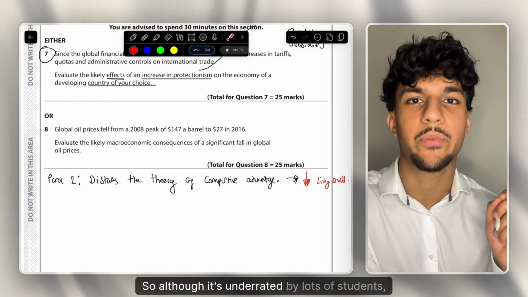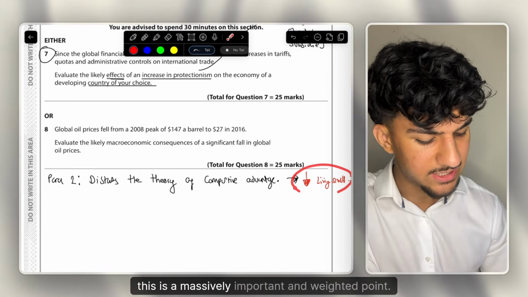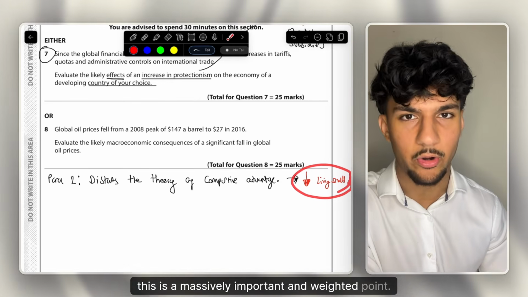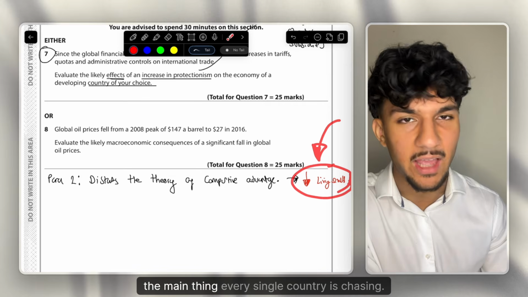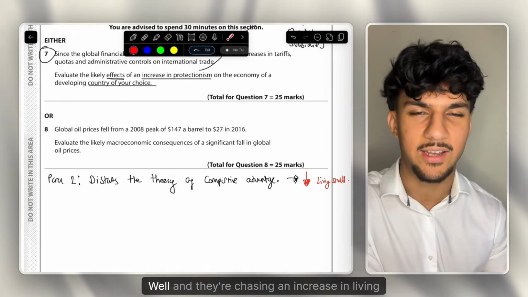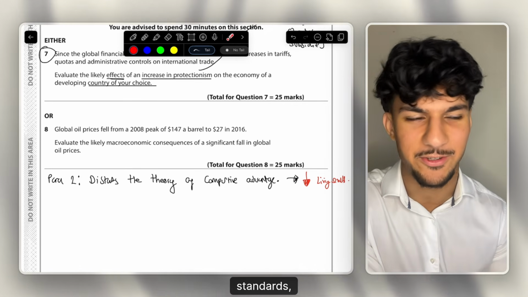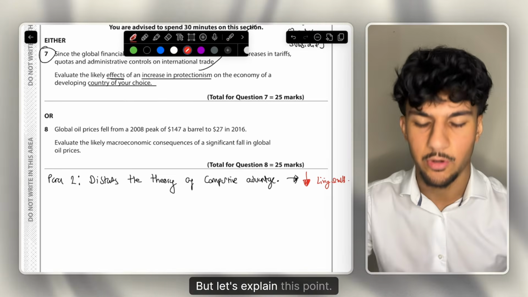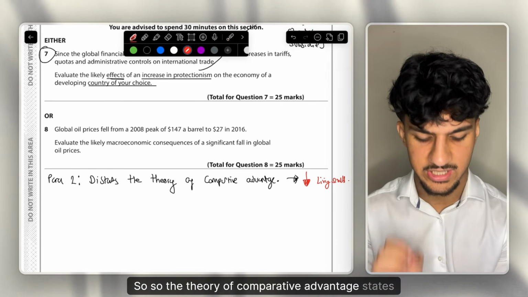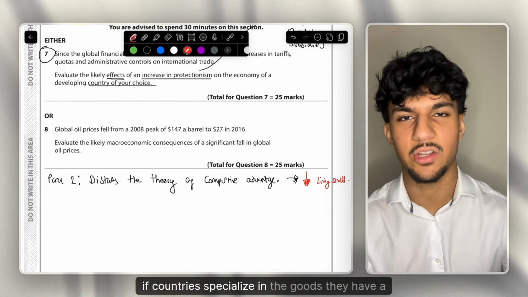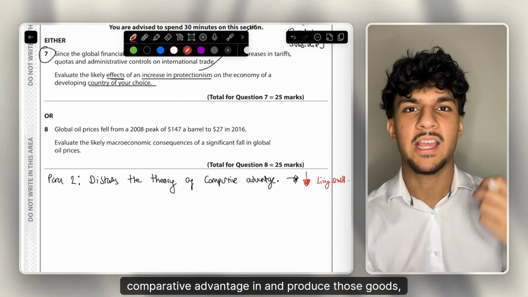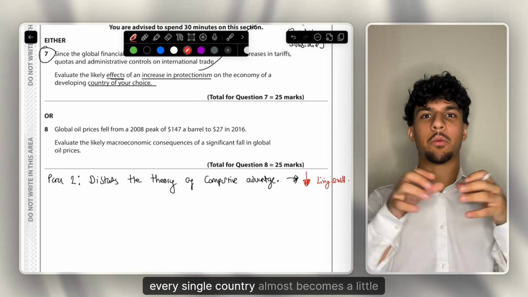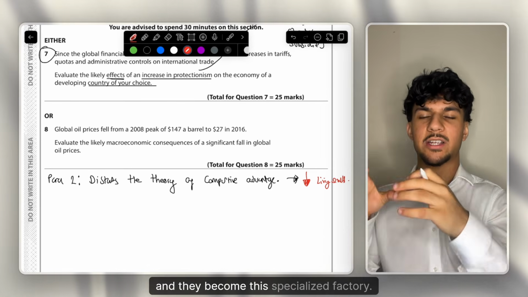So although it's underrated by lots of students, this is a massively important and weighted point, since this is basically the main thing every single country is chasing. They're chasing an increase in living standards, not a decrease in living standards. But let's explain this point. The theory of comparative advantage states if countries specialise in the goods they have a comparative advantage in and produce those goods, it means every single country almost becomes a little factory, a specialised factory.